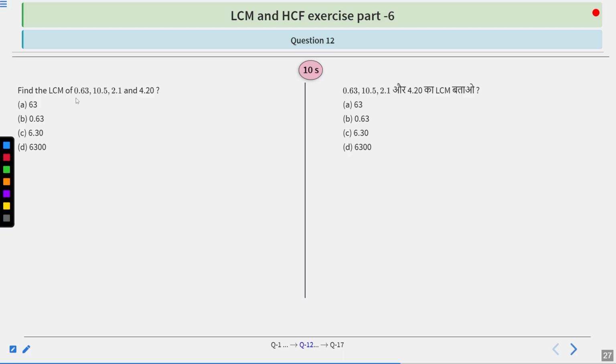Find the LCM of 0.63, 10.35, 2.1 and 4.20. Options are 63, 0.63, 6.30 and option number D is 6300. And I am giving you 10 seconds to find out the correct answer. After that, I will do the solution for you.